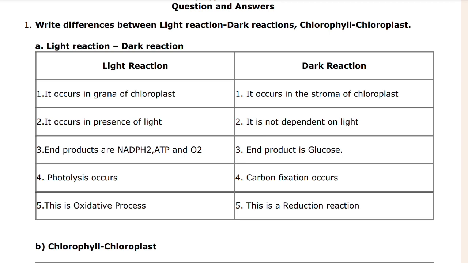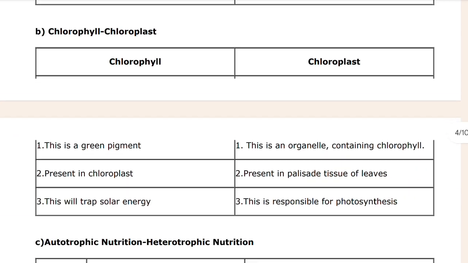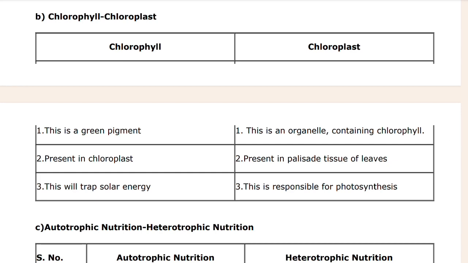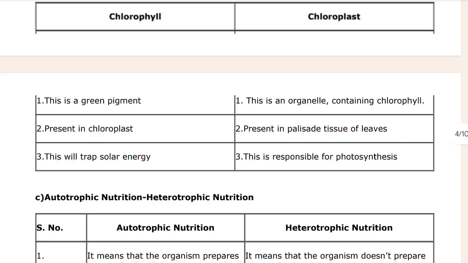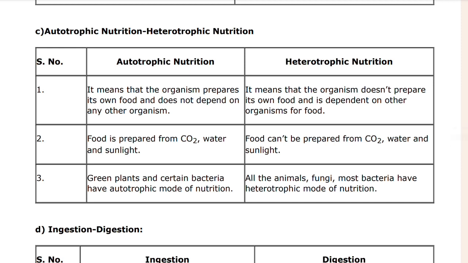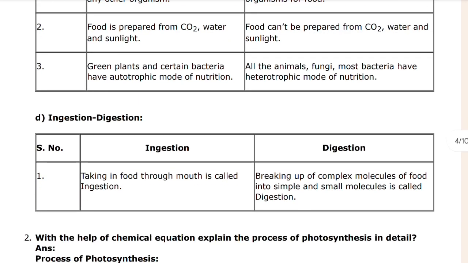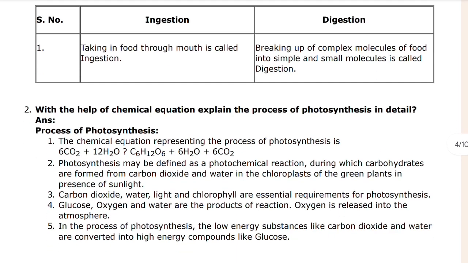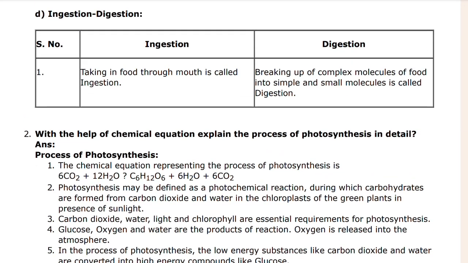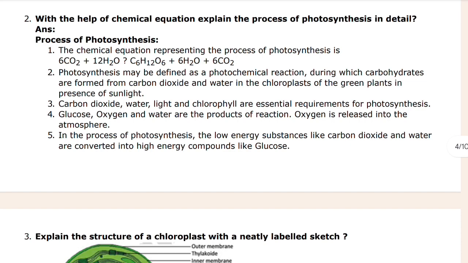And here you can see light reaction and dark reaction, what is this, and chlorophyll and chloroplast. Okay, autotrophic nutrition and heterotrophic nutrition. Okay now, autotrophic means which depend on themselves, we can say. Heterotrophic means depend on others. It does not prepare its own food, like animals. We human beings and animals are totally dependent on plants and animals only. Okay? So I hope it is clear for you.